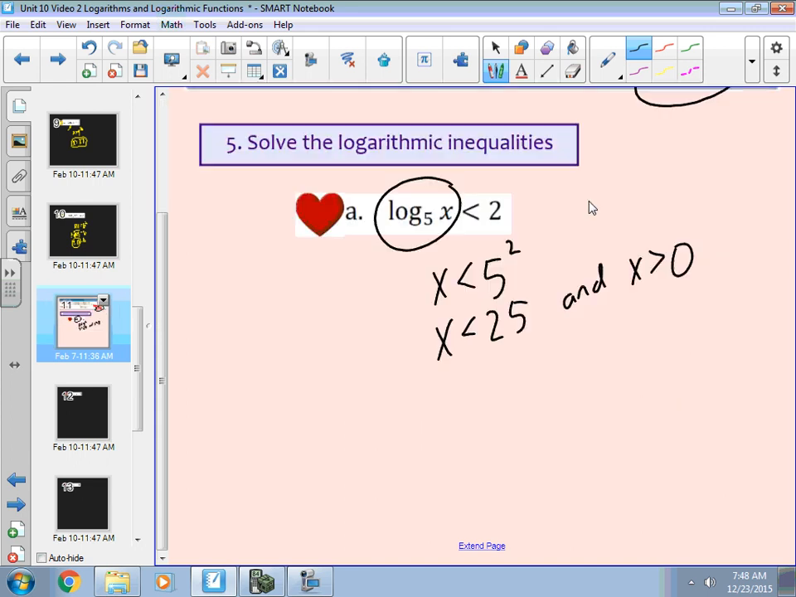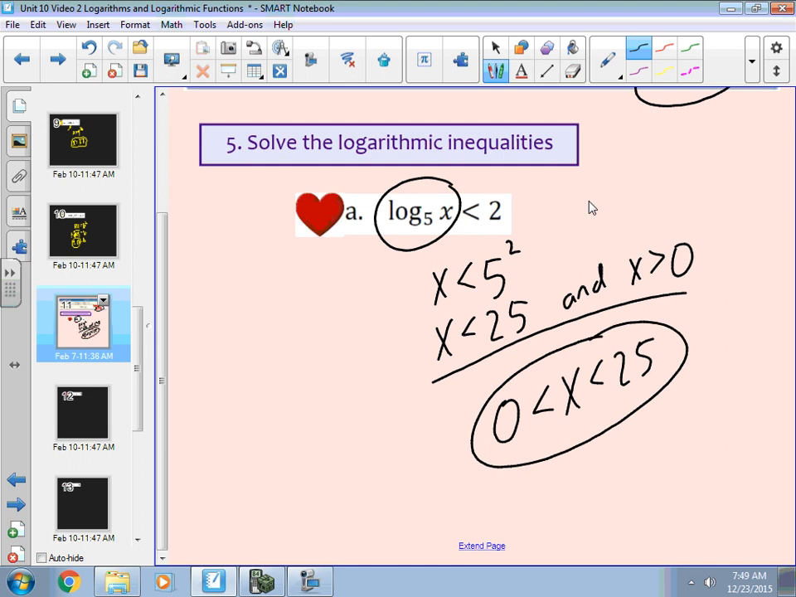So then what we can do is combine these into a compound statement. x has to be less than 25, but it also needs to stay greater than 0. As long as x is between there, this statement should come out to be true.